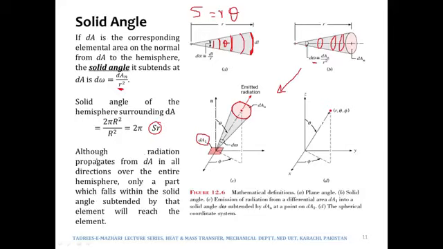And you can see over here that it says that although radiation propagates from dA in all directions over the entire hemisphere, because from dA1 the radiations would be leaving and going on to the entire hemisphere, only a part which falls within the solid angle subtended by that element will reach that element. That element means the top of the cone. This is body 2.